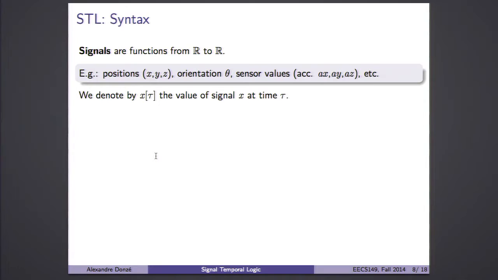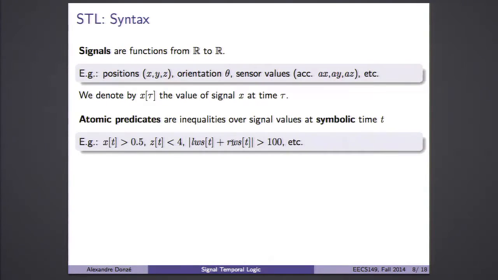Okay. And if I detail a little bit more about the syntax, we assume that we have signals which are functions from R to R, so that is the dense time signal. For example, in our case, we have position x, y, z, orientation, sensor values. These are all functions of time, and that goes into the reals. Then we denote by x of tau the value of signal x at the time tau. Then atomic predicates are inequalities over signal values at a symbolic time t. So x of t greater than 0.5, z of t smaller than 4, LWS, which in our case is left wheel speed, and right wheel speed greater than 100.